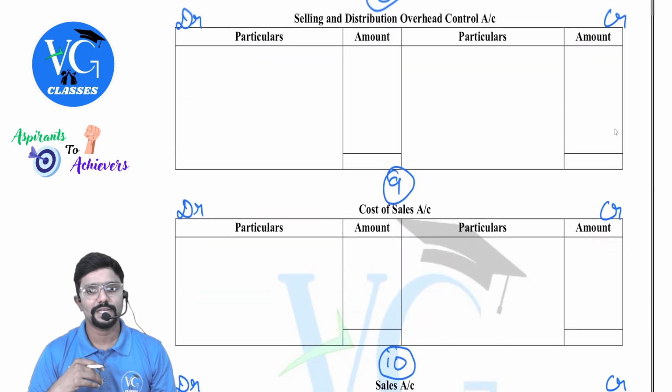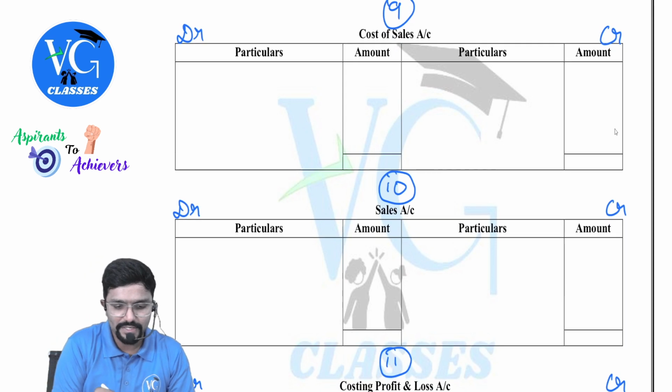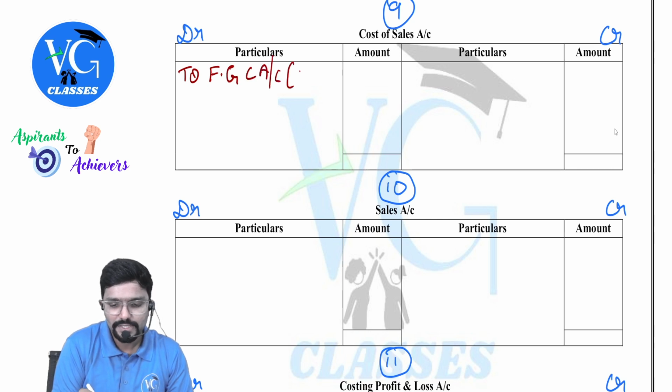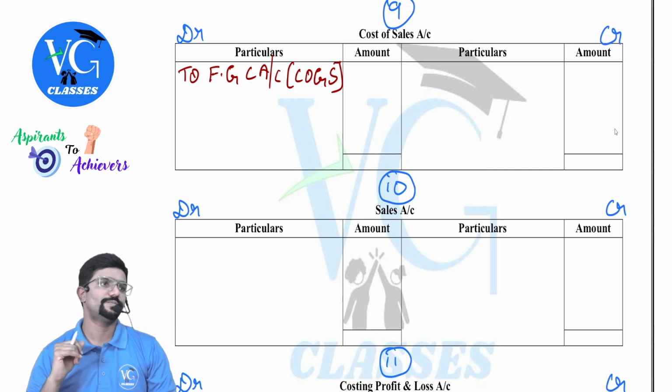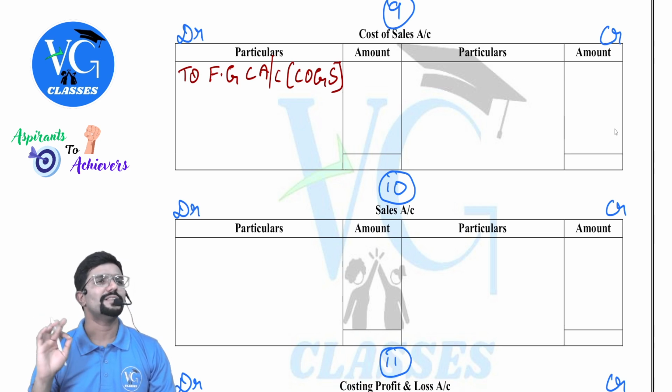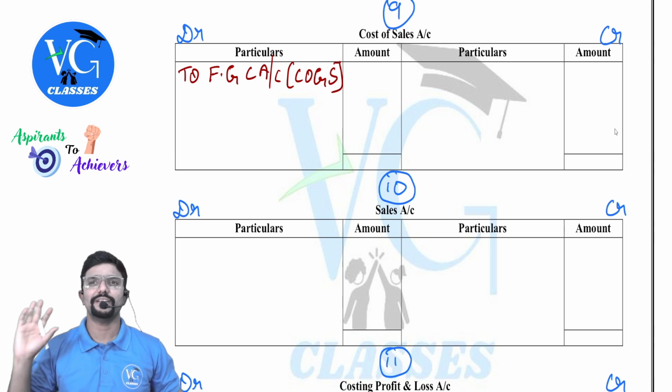COGS. Okay, sir. Now let us receive it. Where is cost of sales? Here, to finished goods control account. Name is COGS, cost of goods sold. Whenever you are transferring, simple agenda: debit the receiver, credit the giver.